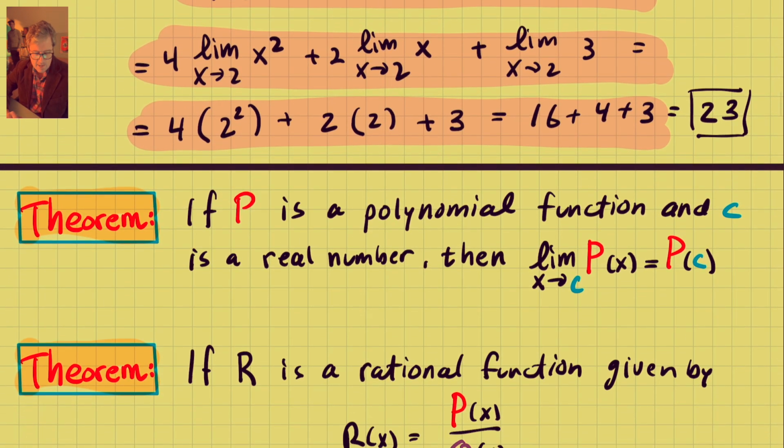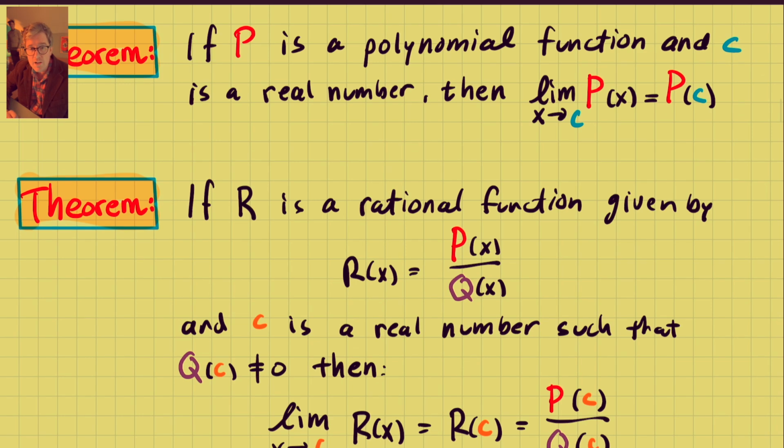Okay. And similarly, a rational function is the same way. And so remember, a rational function is just the ratio of two polynomials. And so you get the same basic outcome. The limit of a rational function is just the rational function evaluated at the limit point.